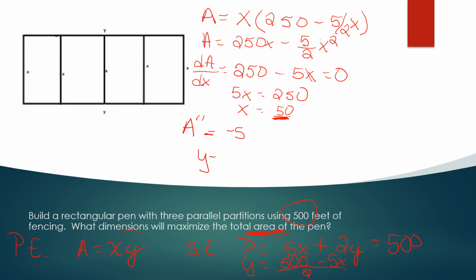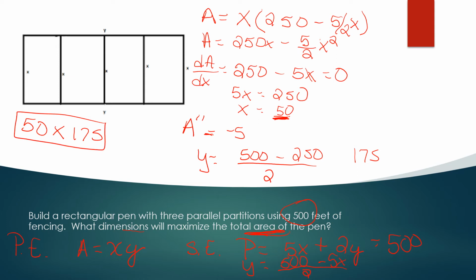So now we find y is equal to 500 minus 250 over 2. That was probably not the easiest way of doing that. Excuse me. So 500 minus 250 is 250. 250 divided by 2 is 175. So my dimensions are 50 by 175, if my math is correct. No, 125, sorry. 125. All righty, boys and girls, let's look at the next problem.